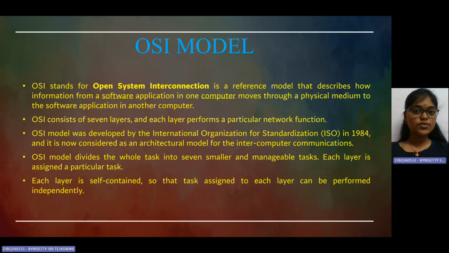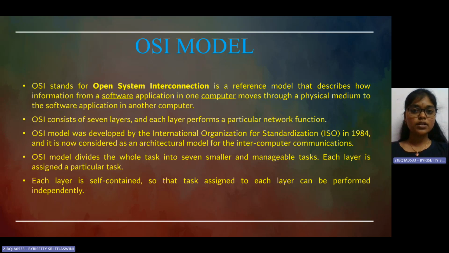So OSI consists of 7 layers, and each layer performs a particular network function. So the OSI model is of 7 different layers. The OSI model was developed by the International Organization for Standardization (ISO) in 1984, and it is now considered as an architectural model for intercomputer communication. The OSI model divides the whole task into 7 smaller and manageable tasks. Each layer is assigned a particular task.